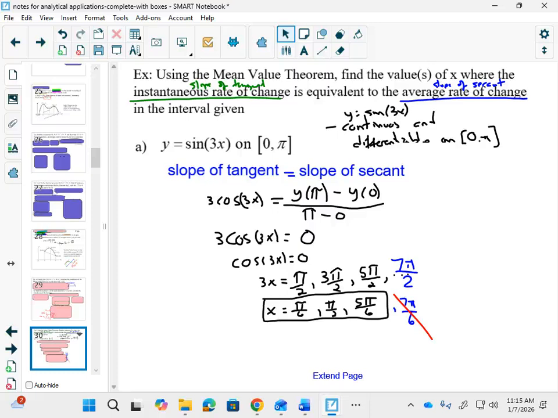Technically, we could have the dot, dot, dot go on this side too to negative values. I didn't do that because 0 was pretty easy to work with. I knew any negative number would cause a problem. So those are the 3 points that show the instantaneous rate of change would be equal to the average rate of change.